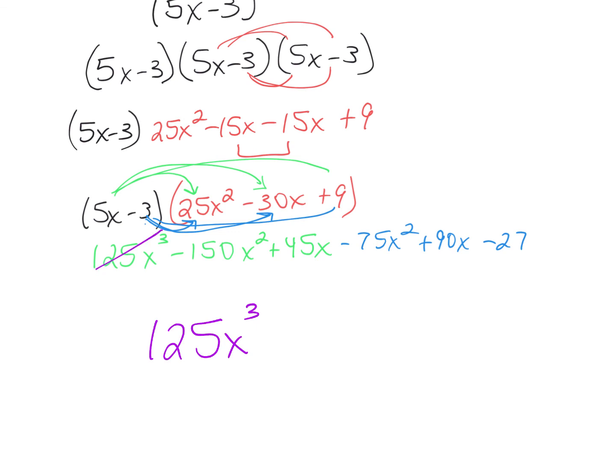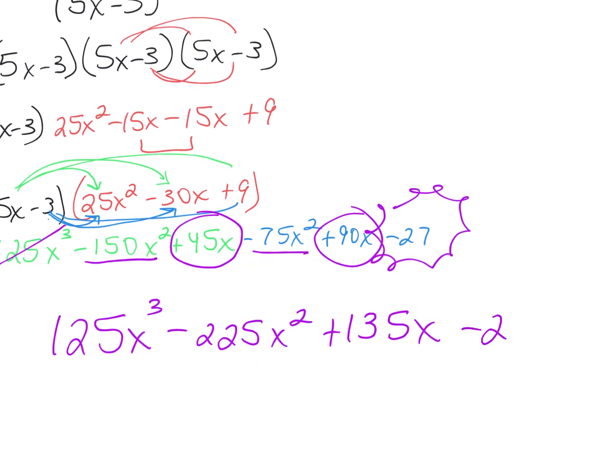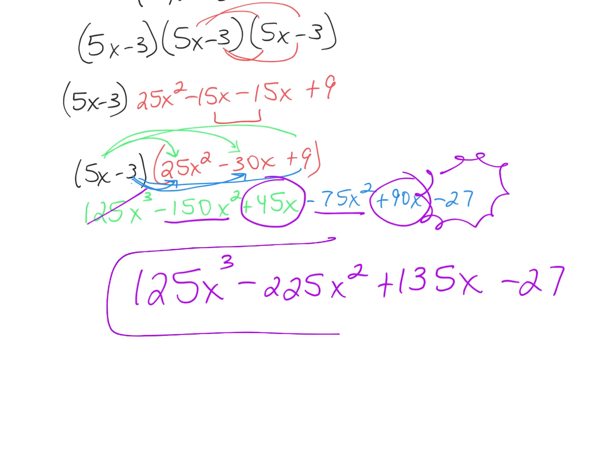Good. I have a negative 150 and a negative 75. That gives me what? Negative 225x squared. Good. Then I have a 45x and a 90x. Add them. Good. What do I get? 135x. And then what's left over? Minus 27. All right. Does that problem take a little bit longer?